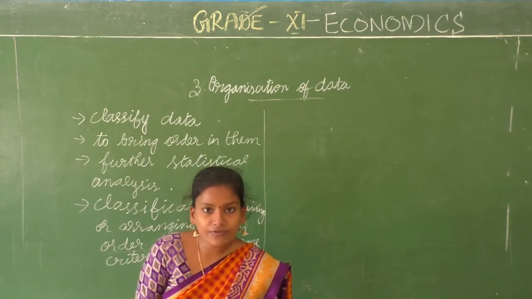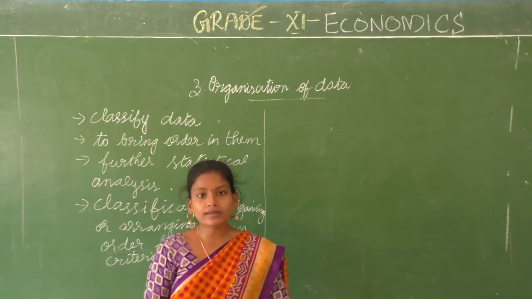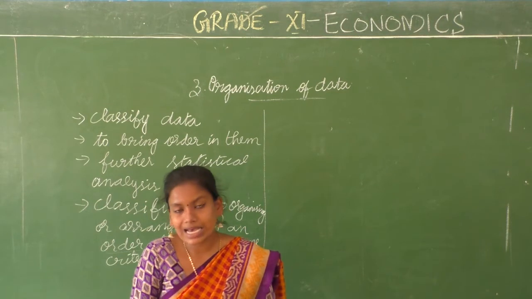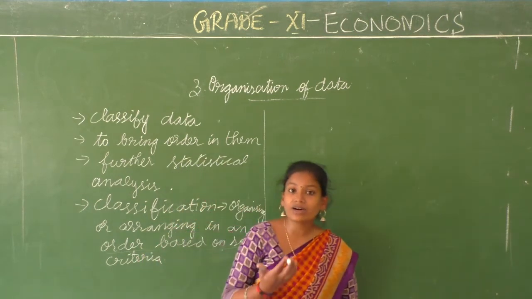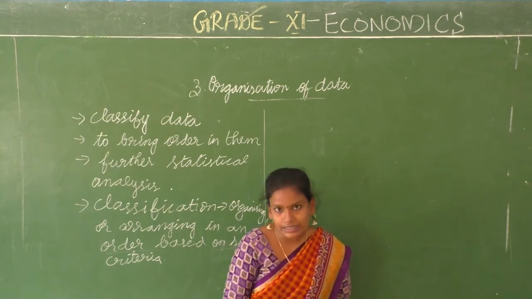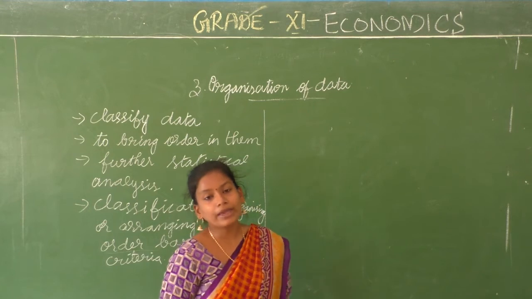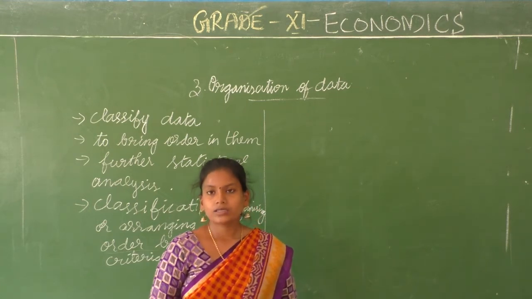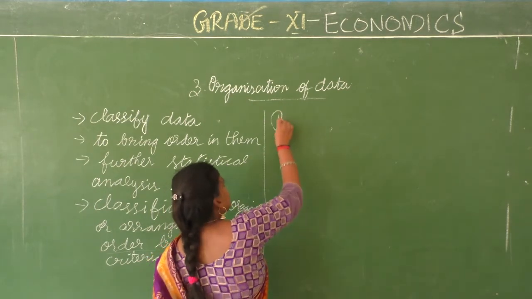And the purpose of classification of data: why do we classify data? For making it in an order, to bring order in the data and to use it for further statistical analysis. For that purpose only we start with classification of data. First what do we do? First we collect the data. After collecting the data we are going to classify it. We are going to make it into a proper order for further use. Alright, now next we are going to discuss what we mean by raw data.